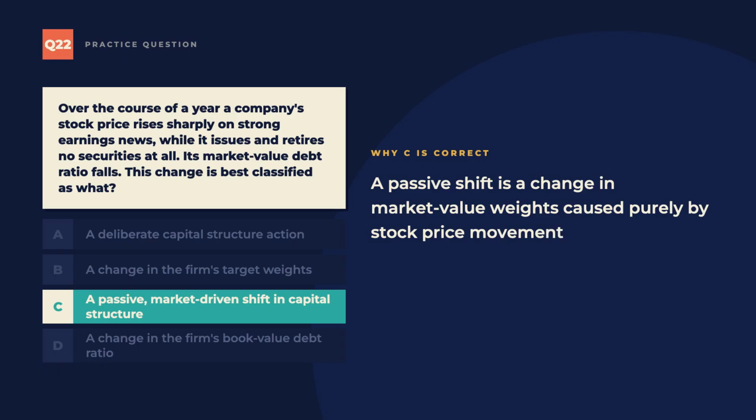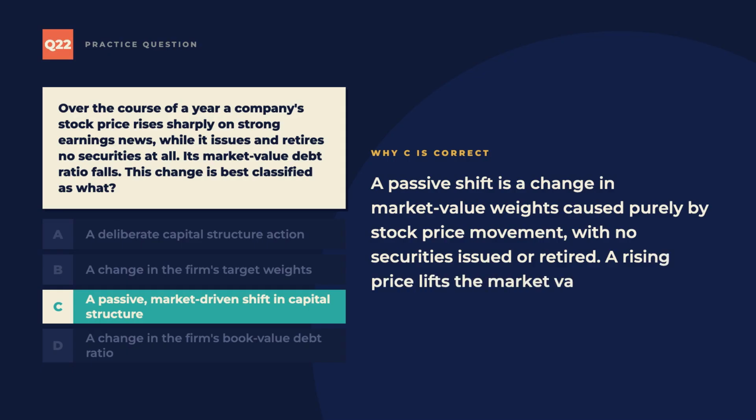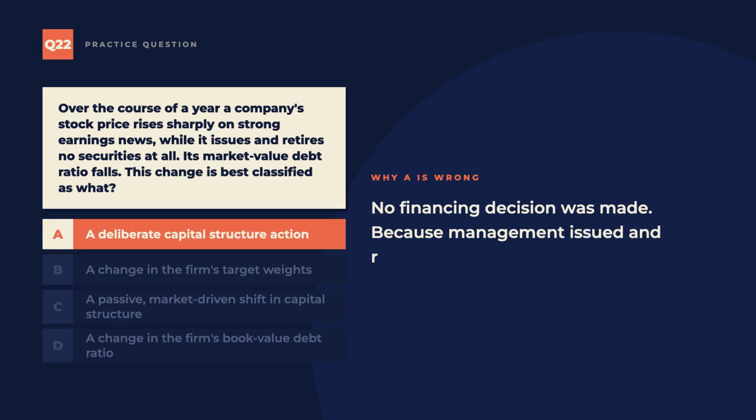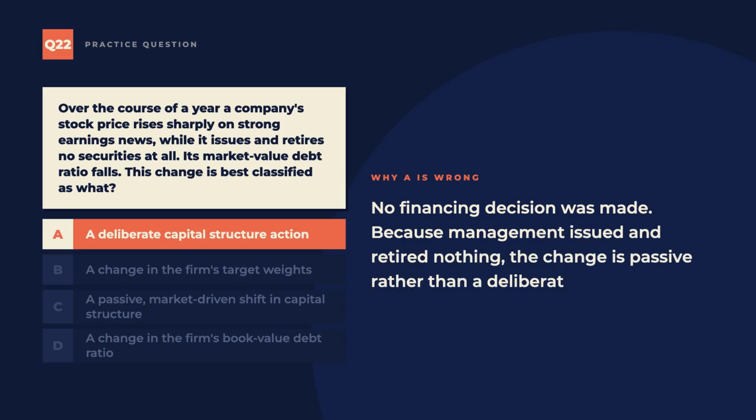with no securities issued or retired. A rising price lifts the market value of equity, so the market debt ratio falls on its own. That is passive drift. A is wrong because no financing decision was made. Because management issued and retired nothing, the change is passive rather than a deliberate action.